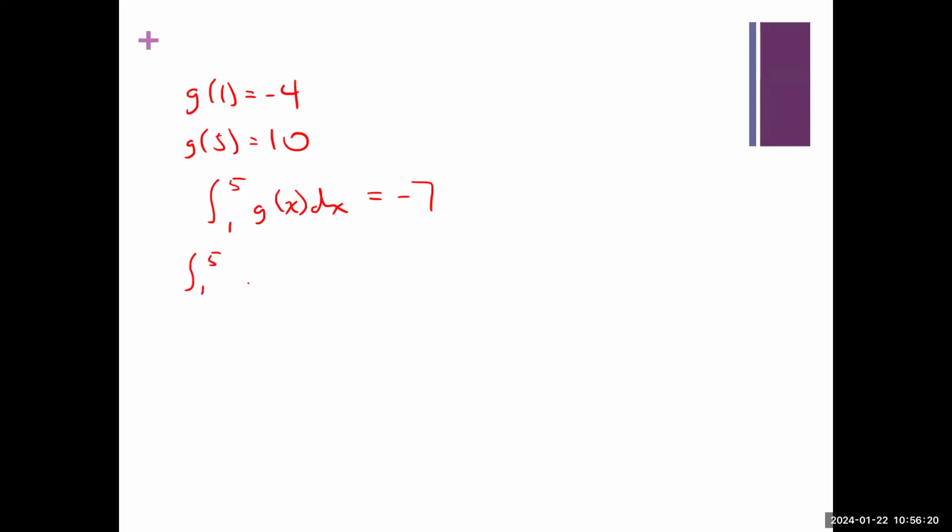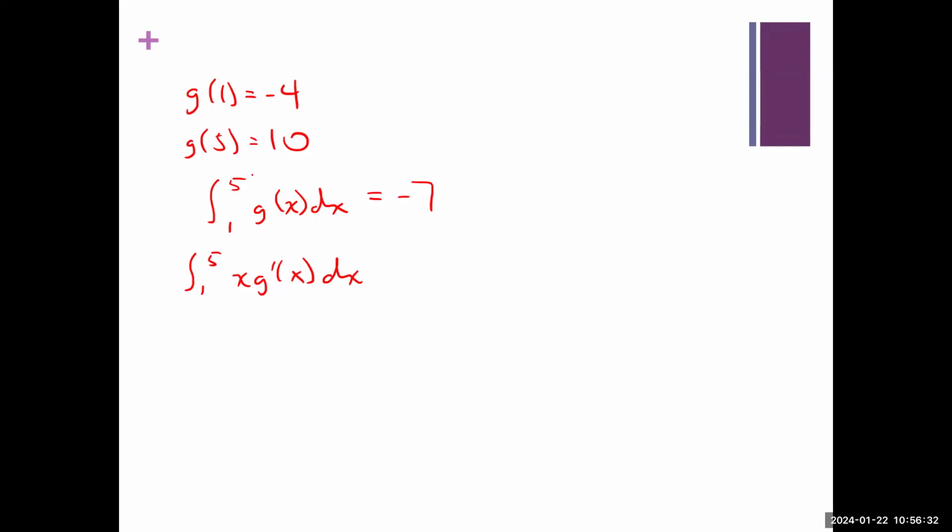If g of 1 equals -4, and g of 5 equals 10, well, the integral from 1 to 5 of g prime of x dx equals -7. Are you sure this doesn't say g of x dx? Okay. Oh, sorry. Evaluate from 1 to 5 x g prime of x dx. Is this from 6.1? Yeah. Okay. All right. Good question.